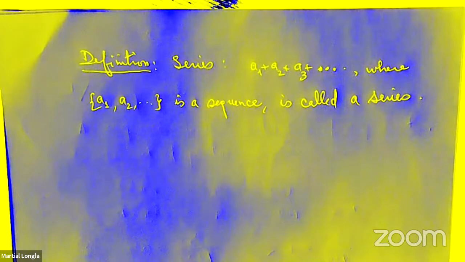Where a1, a2, and so on is a sequence. So when you take a sequence, a1, a2, all the way to infinity, and you add all the terms, it's really crazy to say you add all the terms when you're saying they go all the way to infinity. Yeah? How do you add infinitely many things?